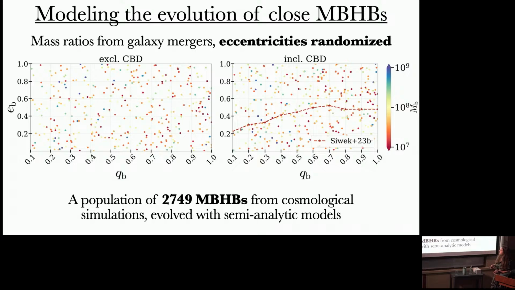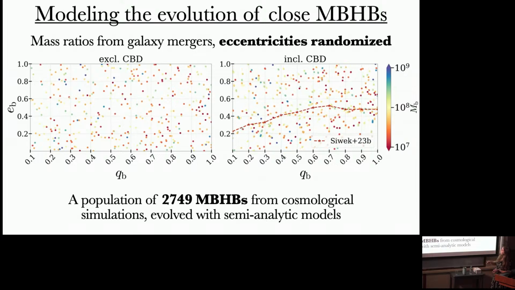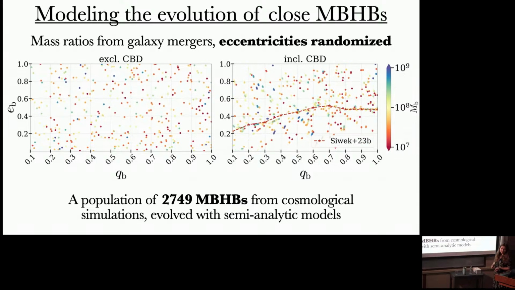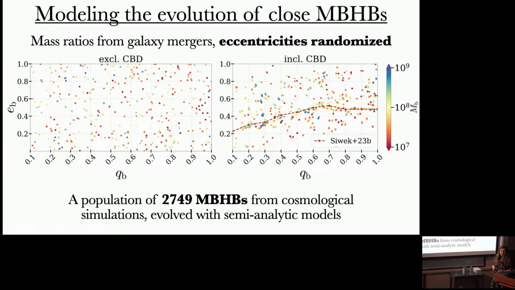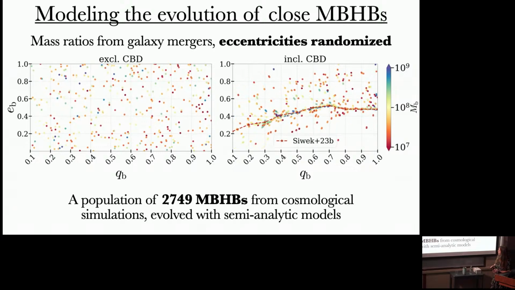And I will let this run. You'll see the binaries evolving in time. You can see there's not much movement here. But with circumbinary disk dynamics, you see a very quick shift towards the center of the plot, which should be reminiscent of the plot that I showed you earlier in the first part of the talk. Okay.